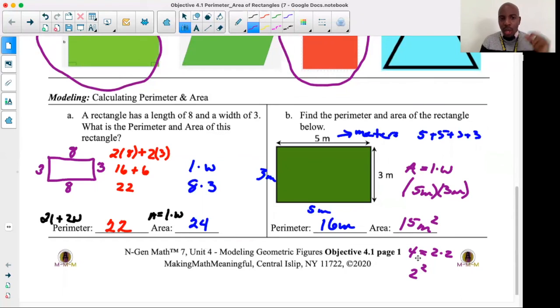Okay, so feel free to pause the video, rewind it if you need to. That is it for today. Please make sure you practice perimeter and area work and infinite practice work on the homework. If you have any questions, as usual, feel free to put them in Google Classroom.